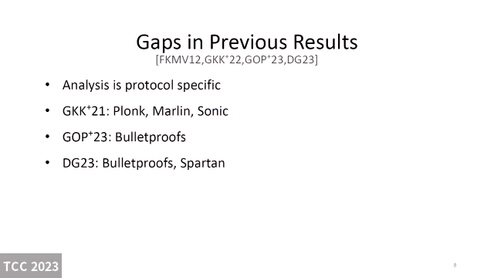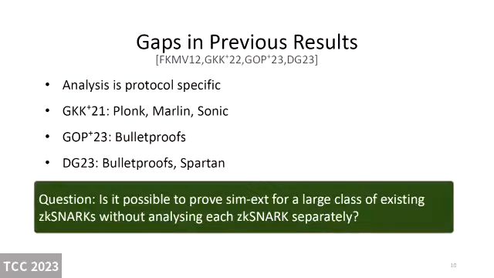So this problem has been studied in the past for existing succinct SNARKs. And the gap in all of these approaches is that even though they try to provide a generic enough framework, the analysis at the end of the day is still very specific to the protocol. So a question that we try to answer in both of these works is, is it possible to claim non-malleability for a large class of existing SNARKs without having to go into the details of each of these proof systems?